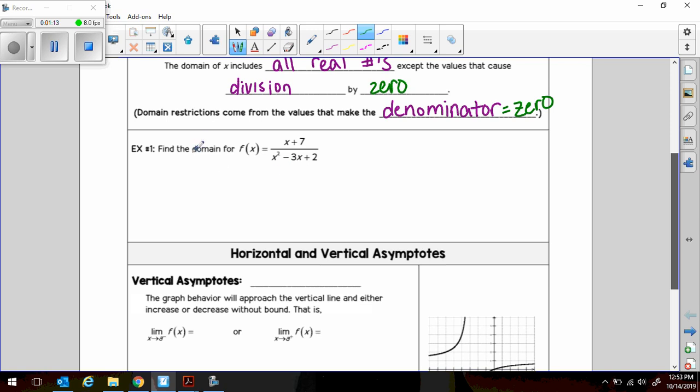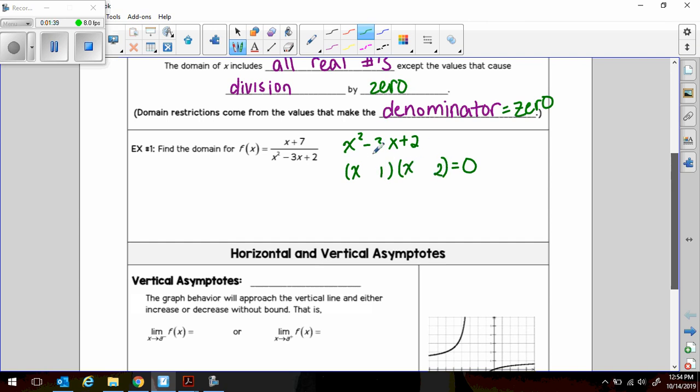This is why I've been factoring. We learned how to factor. We went over factoring because we have to factor this denominator. So I'm going to do this over here. X squared minus 3x plus 2. I know that I need the factors of 2, which are 1 and 2. The factors of x squared is just going to be x and x, 1 and 2.